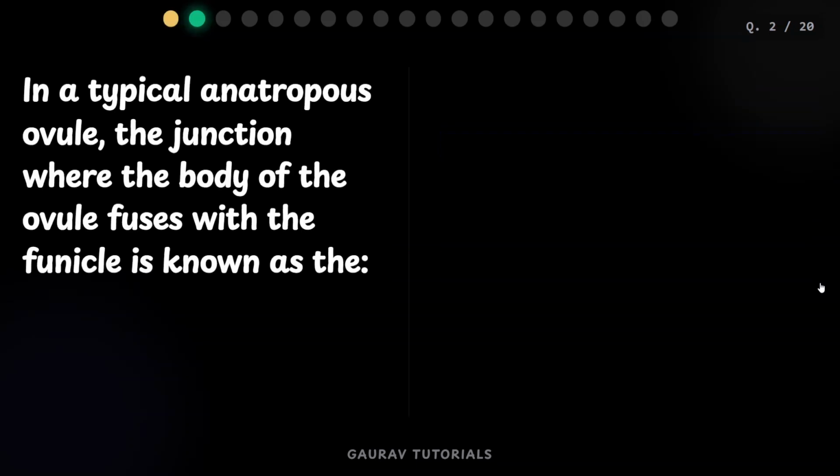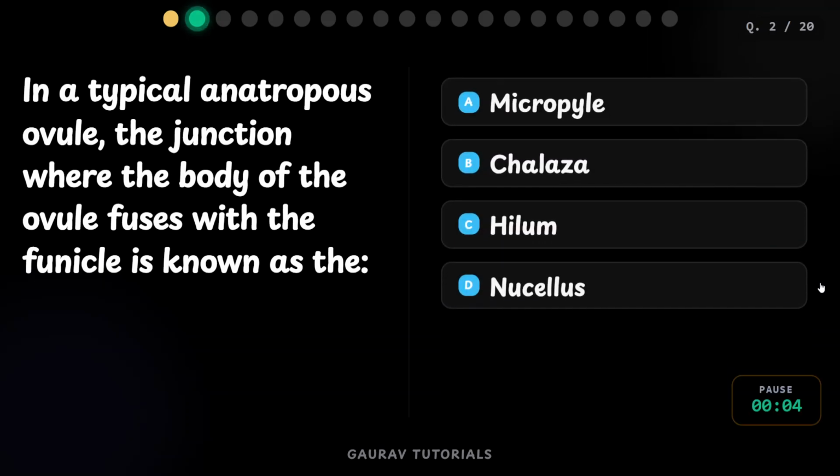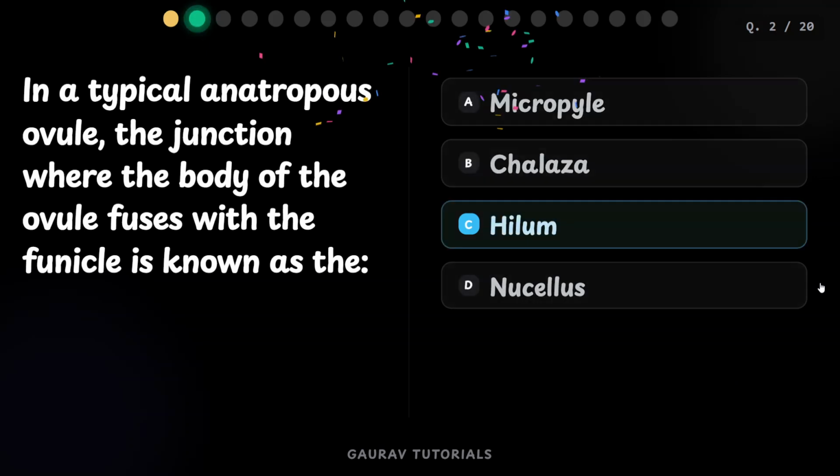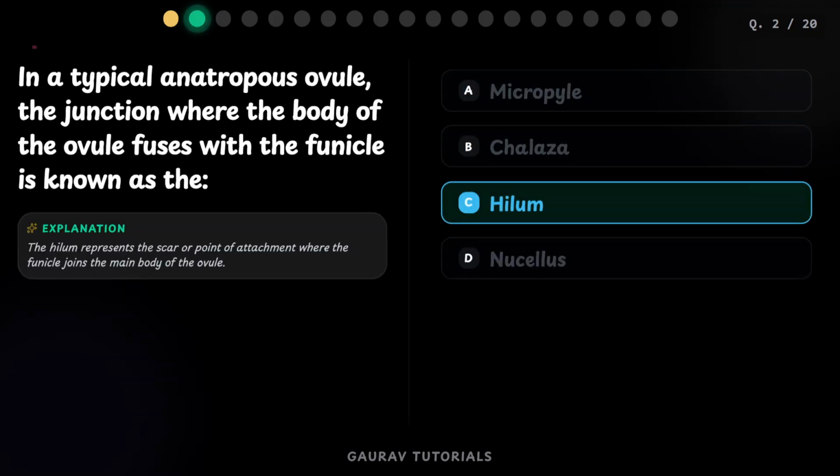Question 2. In a typical anatropous ovule, the junction where the body of the ovule fuses with the funicle is known as dash. The options are and the correct answer is option C, hilum. Hilum represents the scar or the point of attachment where the funicle joins the main body of the ovule.